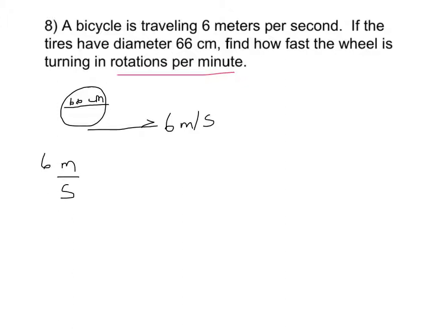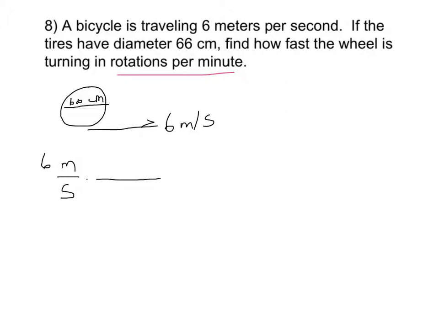I'm starting out with 6 meters per second as my linear velocity. Again, I'm trying to change into rotations per minute. So I need to change the meters into rotations somehow and the seconds into minutes. Seconds into minutes is probably the easiest one.